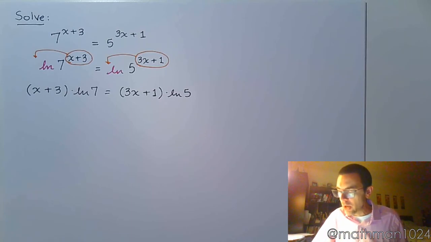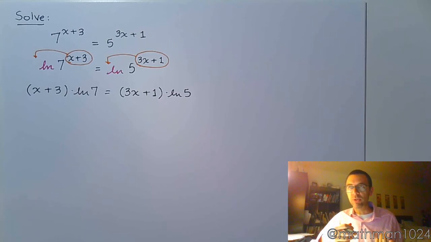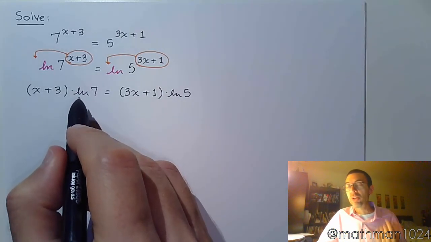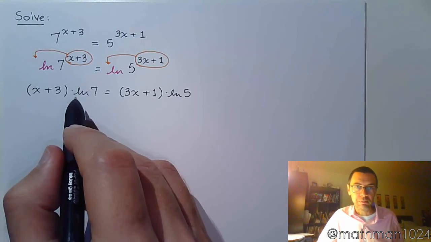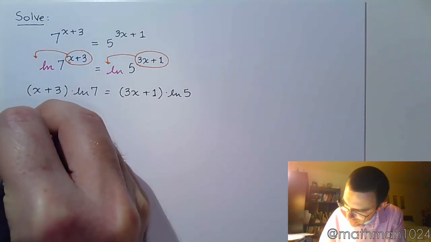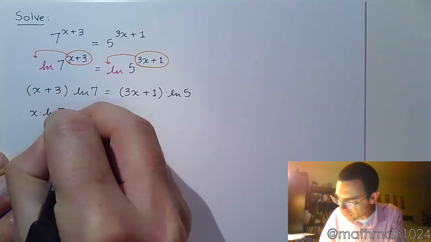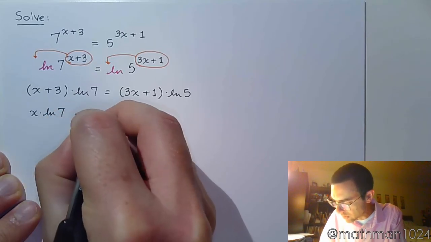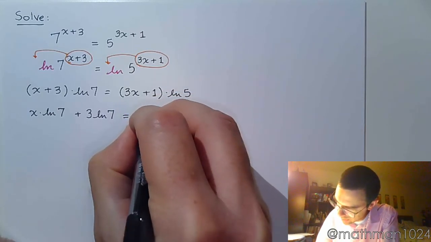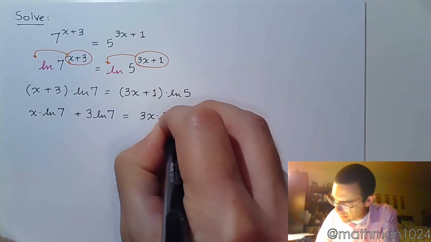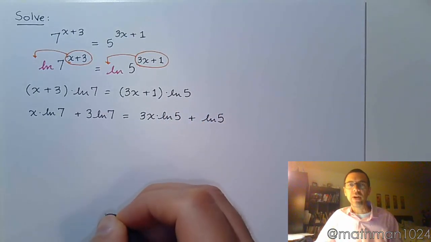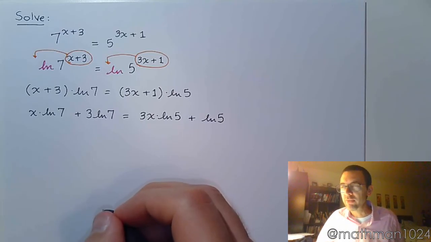All right. Now, notice that we have x on both sides of the equation. So I can't do what I did in the last problem and divide both sides by the natural log of 7. I mean, I could, but it's not going to get us anywhere that's good. Instead, we want to distribute this. So this is going to be x times the natural log of 7 plus 3 natural log 7. On the right side, we have 3x times the natural log of 5 plus, well, the natural log of 5. If you want to write the coefficient of 1 in front of it, if it helps you sleep better at night, go for it.